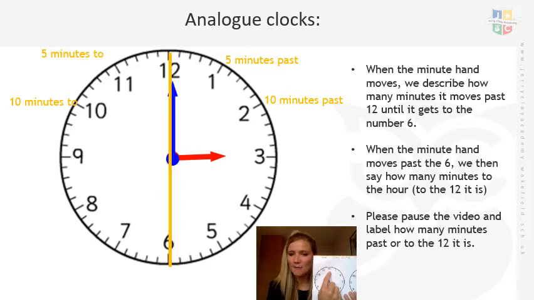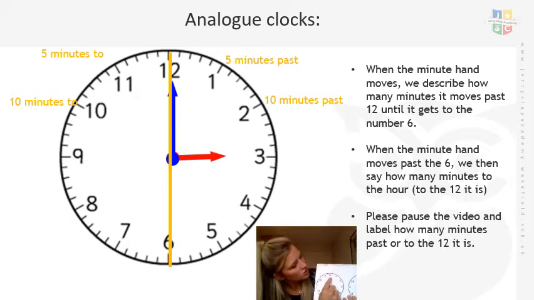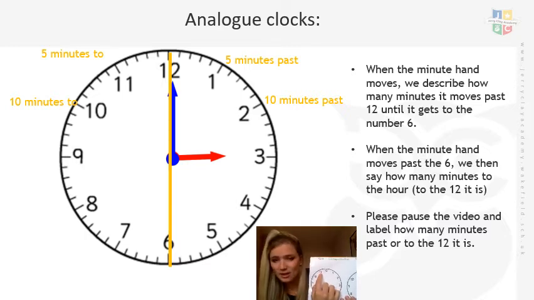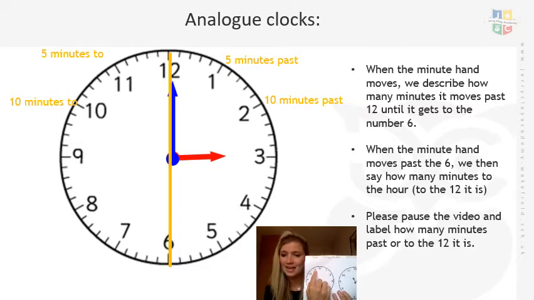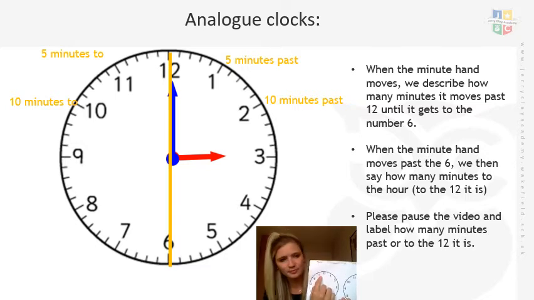Okay, and then this time, because we want to know how many minutes it is to the 12, we now need to count backwards from the 12. So we will count back 1, 2, 3, 4, 5. So when we get to the number 11, we will say that is 5 minutes to the 12, because we're trying to get to the 12. So you can see that on my example on the screen, I have said it is 5 minutes to.